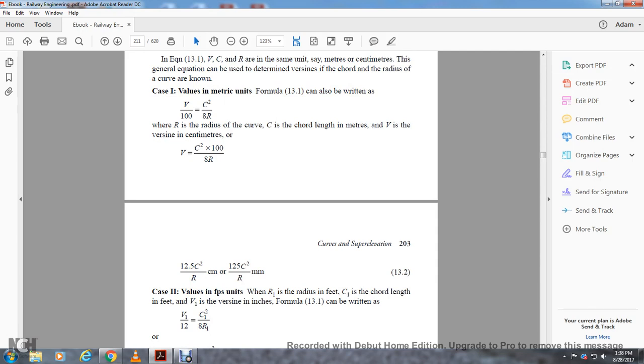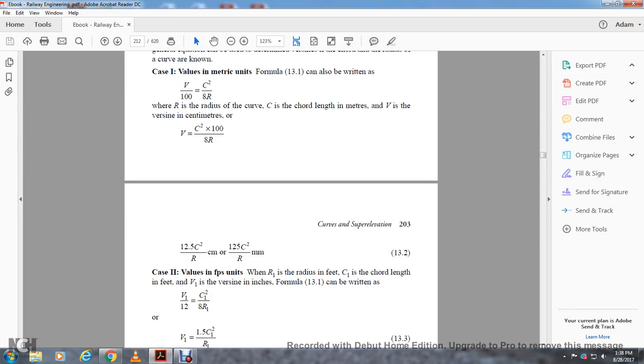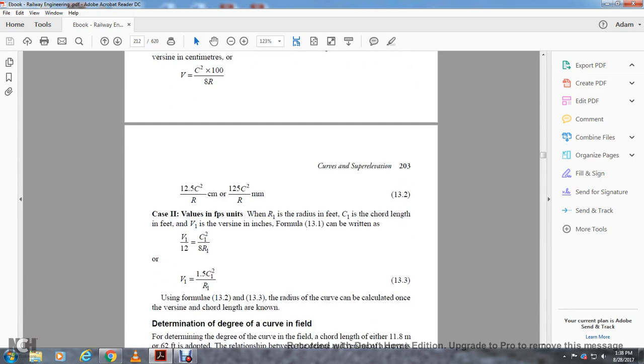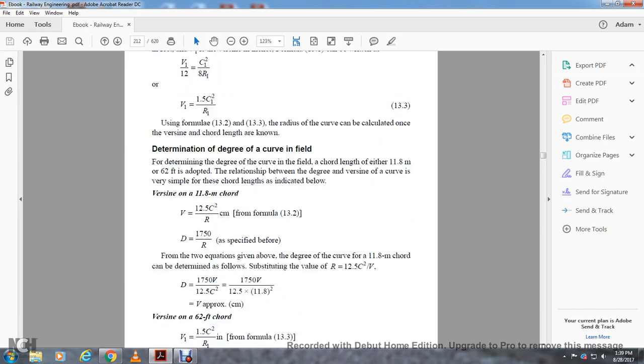Case 2: values in FPS, or feet per second, units. Here R is the radius in feet, C is the chord length in feet, and V is the versine in inches. The formula can be written as V over 12 equal to C squared over 8R, or V is equal to 1.5 times C squared divided by R. Using formulas 13.2 and 13.3, the radius of the curve can be calculated once the versine and the chord length are known.